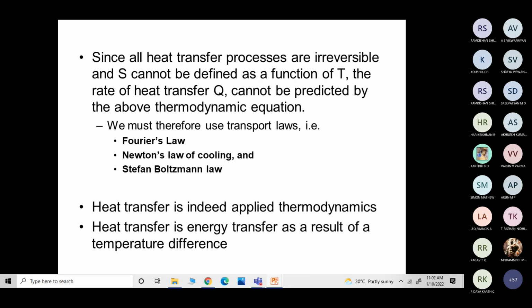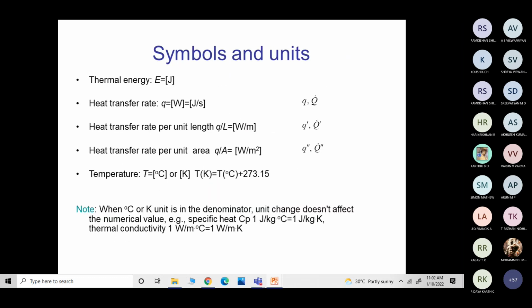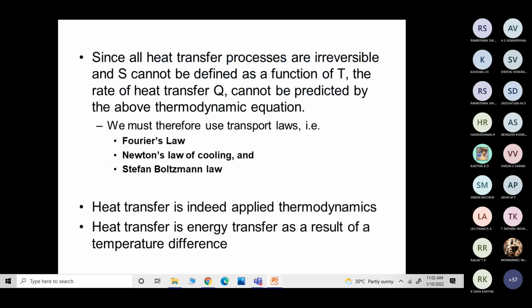It is denoted by small q double dash. Capital Q indicates heat transfer, whereas small q double dash indicates Q by A, which will be in watt per meter squared. Heat flux is usually mentioned as heat transfer rate, or heat flux. Heat flux is denoted by small q double dash, and it will be in watt per meter squared.